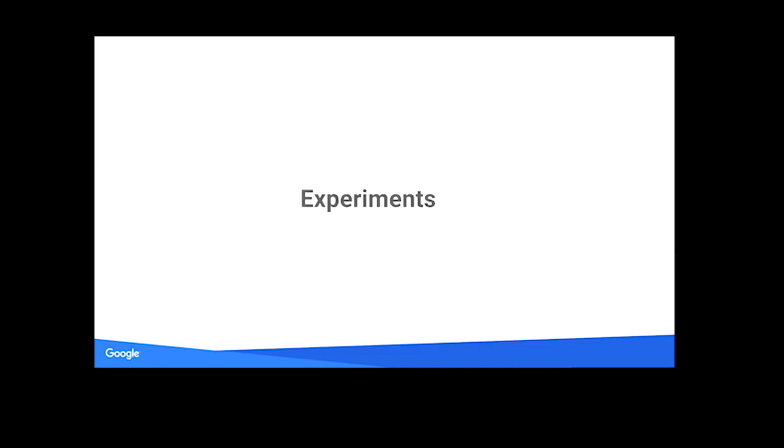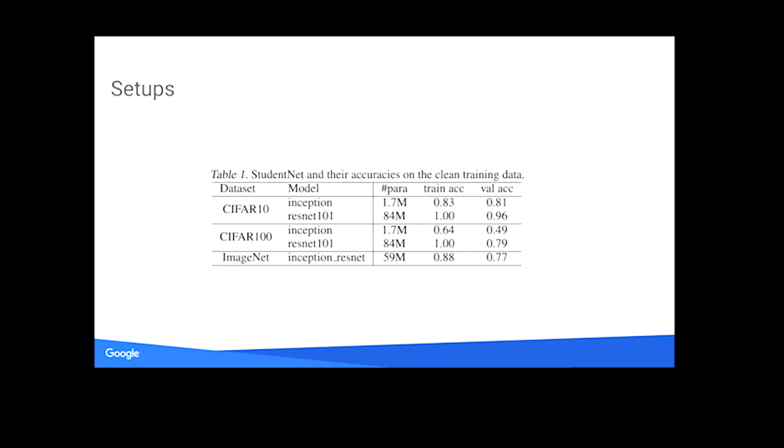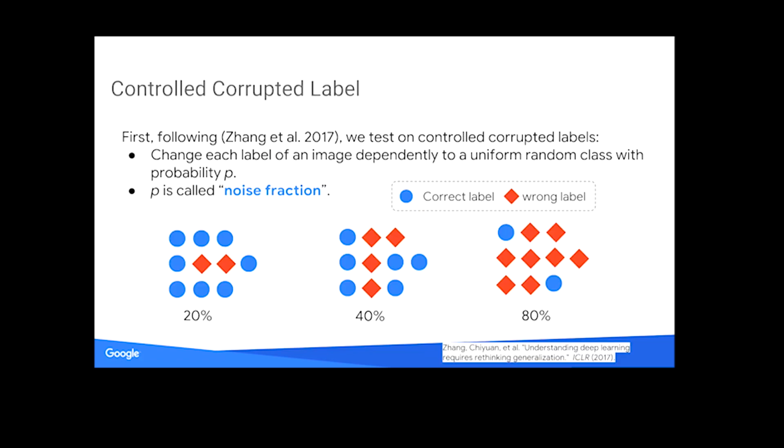Let's look at some experiment results. We test our method first on three data sets, CIFAR-10, CIFAR-100, and ImageNet, with three student nets, including Inception ResNet-101 and Inception ResNet V2. This table shows the number of parameters and also the validation accuracy on each task. We first tested on some synthetic noise-corrupted labels. For each label, we randomly flip it to a uniform random class with probability p, where p is called the noise fraction. Here we show some examples of 20, 40, and 80% noise fraction.